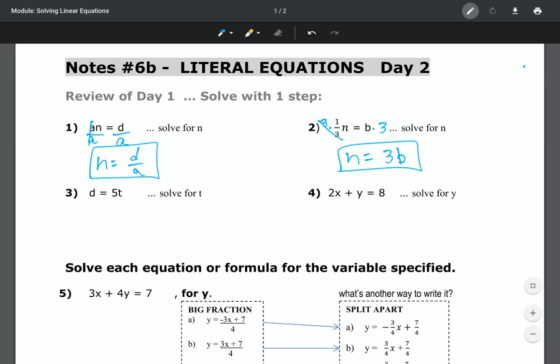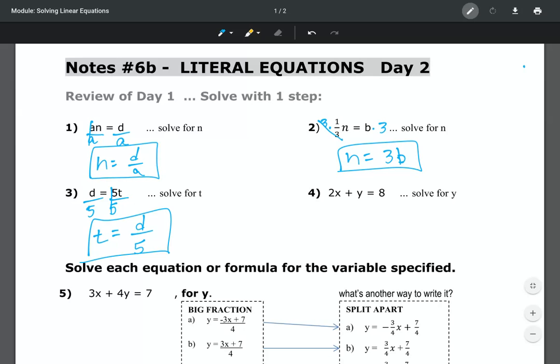Number 3, we're going to solve for t, which is on the right side. But again, this is multiplication. So the inverse of multiplication is division. We're going to divide both sides by 5. So therefore, t equals d divided by 5.